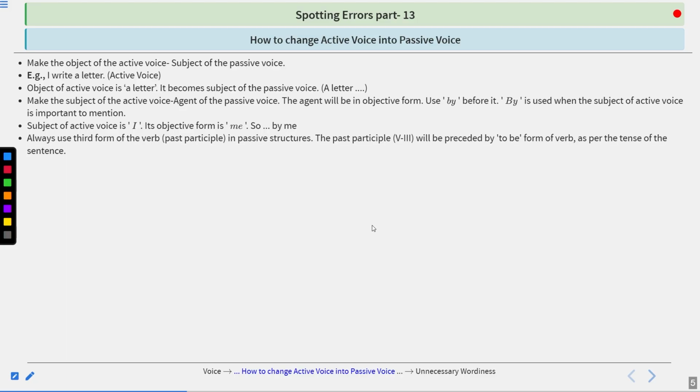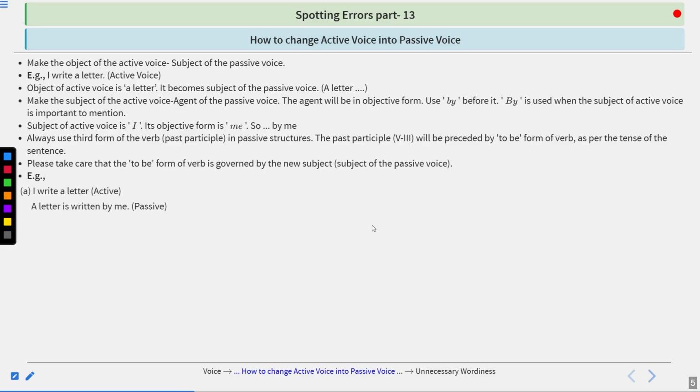Always use the third form of the verb, which is the past participle, in passive structures. The past participle, V3, the third form of the verb, will be preceded by a to be form of the verb as per the tense of the sentence. So what you have understood is that you need to use be plus V3 while making a passive construction. Please take care that the to be form of the verb is governed by the new subject of the passive voice.